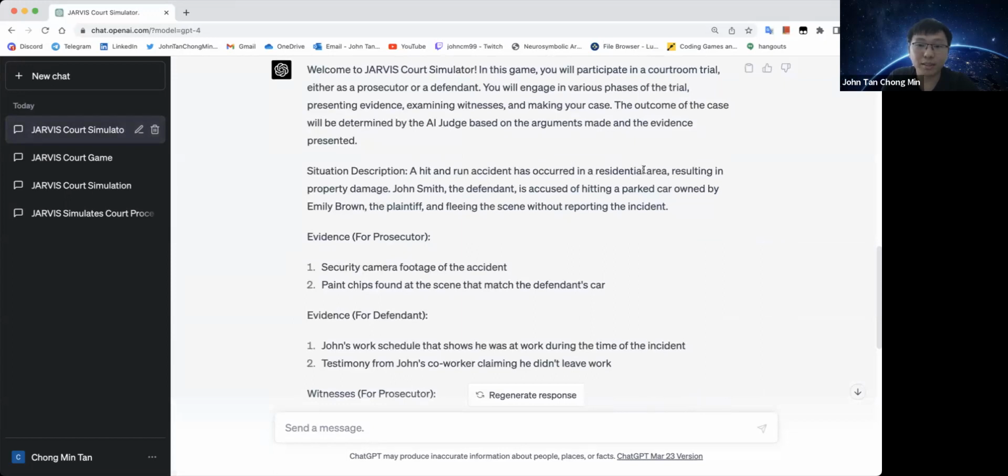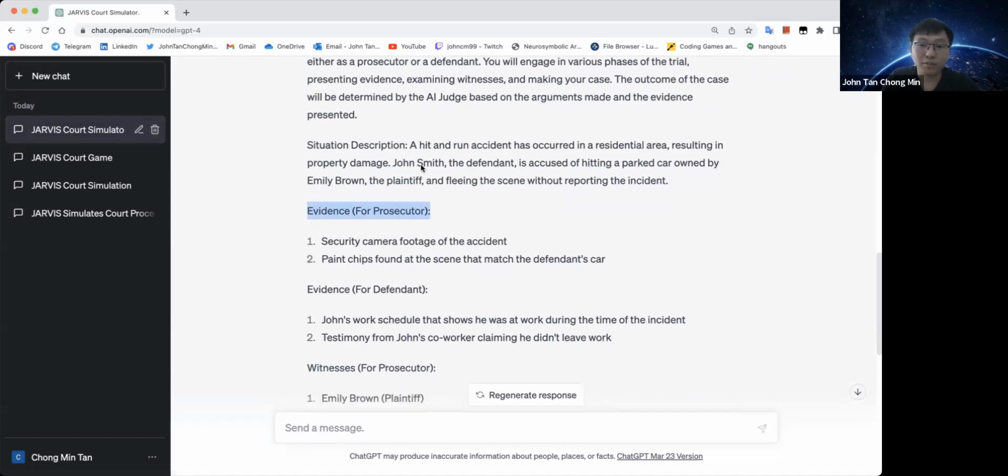Hit and run case in residential area. John Smith is accused of hitting a parked car owned by Emily Brown. So I'm fighting the case for Emily Brown now. All right. So John Smith fled the scene without reporting the incident.